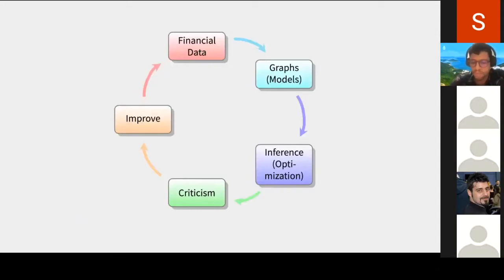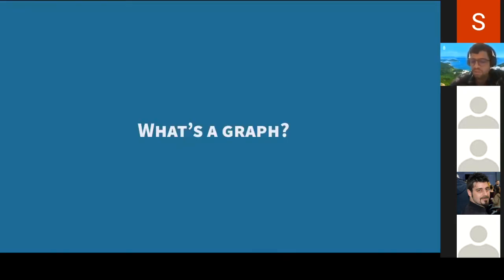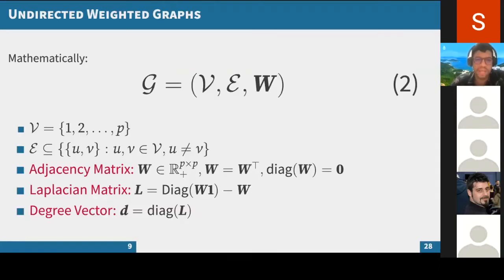So, okay, now we've discussed a little bit about financial data. Now let's move on to graphs. So first of all, what's a graph, right? Mathematically, we can express a graph in many ways. The way I do it here is as a triple, V, E, and W, right? These represent an undirected weighted graph.